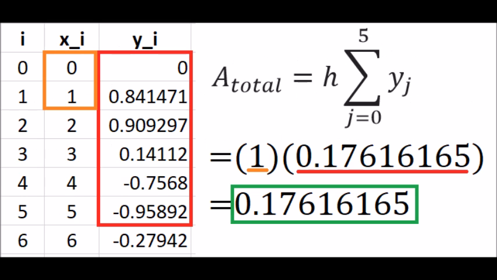Here is the calculation from a data table. We add every term in the red box and multiply by 1. Notice we did not add y6. The final answer is boxed in green. That number is our estimate for area using 6 panels.